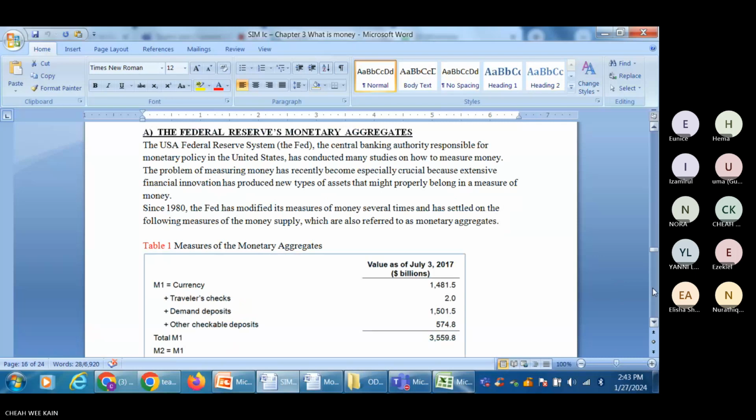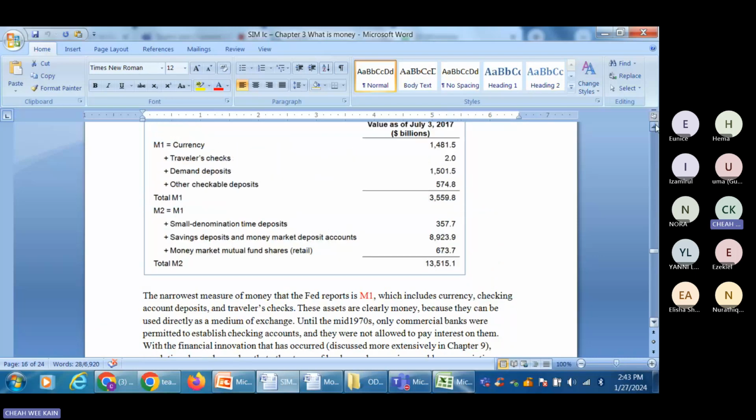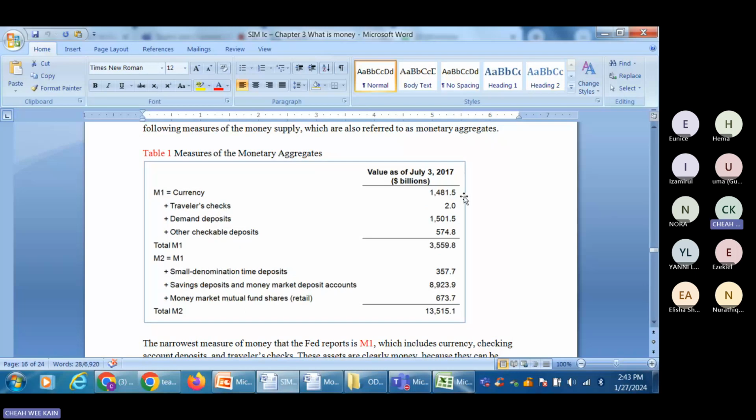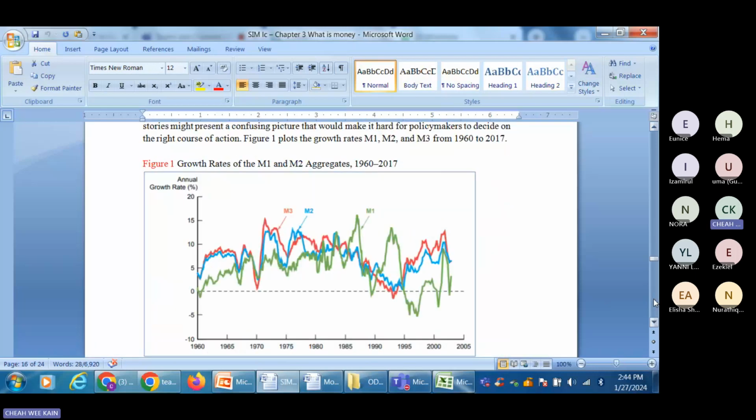Anything else? Okay, how do you measure money? It's interesting to know. Currency is 1481 billion, this is the US side, for example, in 2017. Then you've got traveler's checks, demand deposits, checkable deposits. You add up all this and it becomes 3.5. Now you've got M2: small denomination time deposits, savings deposits, money market. This one is just not the money market one, so 8. Then you've got money market mutual funds, 8. Add up this and it becomes 13. Total M2.